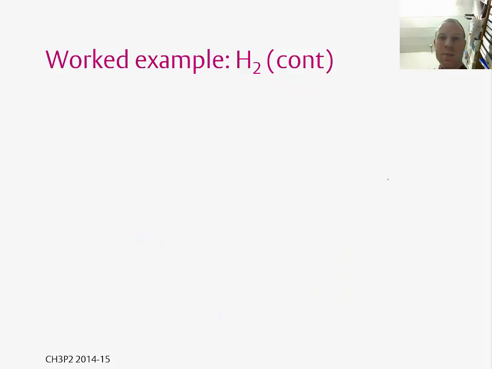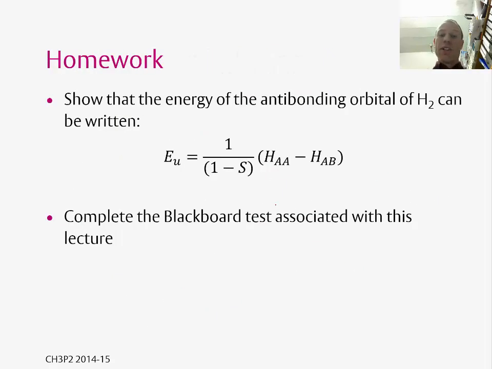I left myself a couple of blank slides. So now, in exactly the same way, you should be able to go away and show that the energy of the antibonding orbital of H2 can be written in this way. Here we know it's the antibonding orbital. We've got a minus sign here, so I could also write this as E minus.